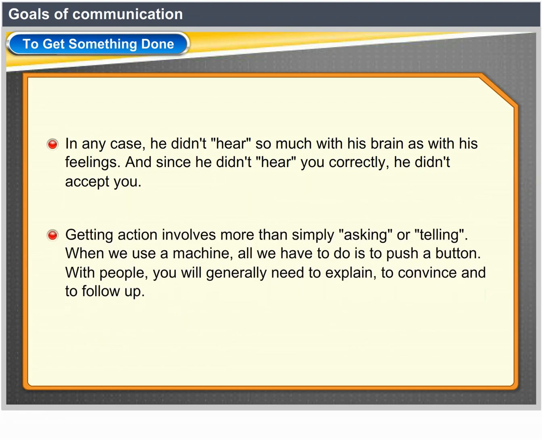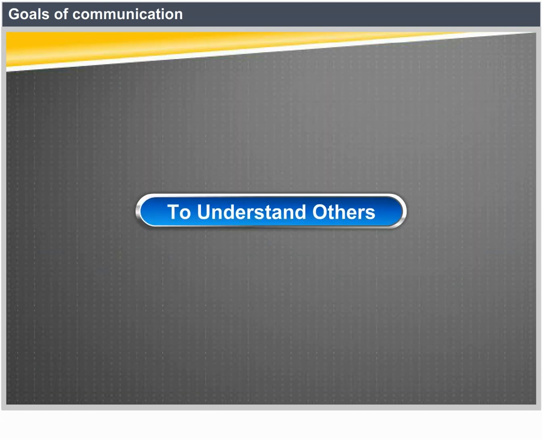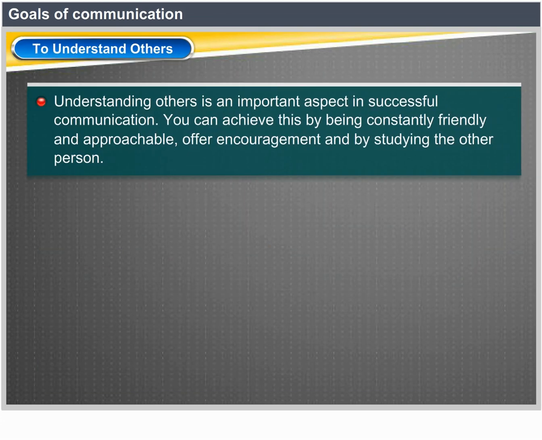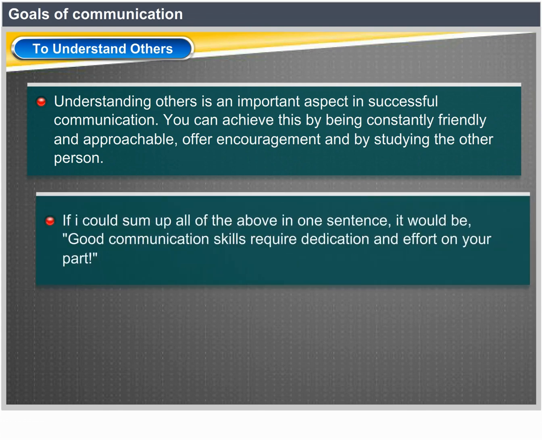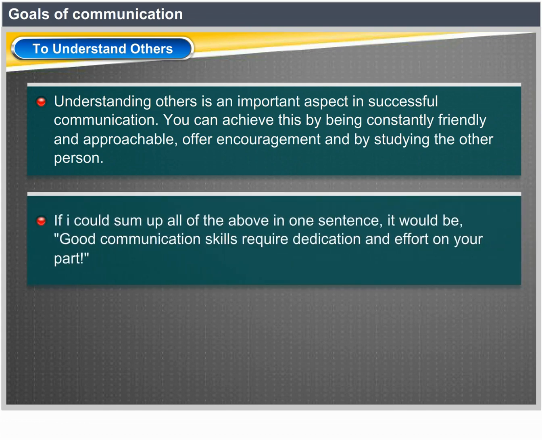When we use a machine, all we have to do is to push a button. With people, you will generally need to explain, to convince, and to follow up. To understand others. Understanding others is an important aspect in successful communication. You can achieve this by being constantly friendly and approachable, offer encouragement, and by studying the other person. If I could sum up all of the above in one sentence, it would be: good communication skills require dedication and effort on your part.